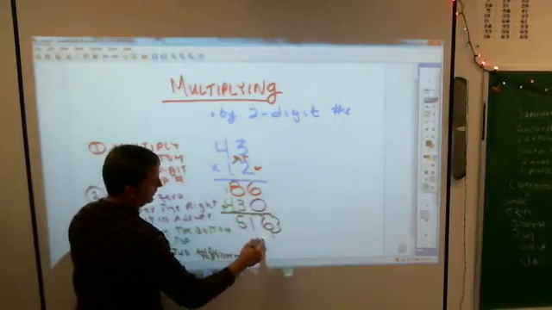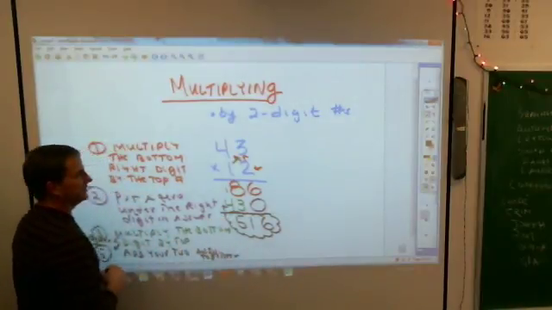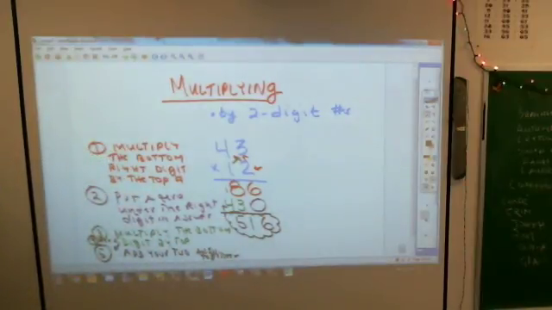Some of you still need to work on your multiplication tables, especially those of you that I see have your multiplication tables taped to the side of your folder because you don't know them well enough.